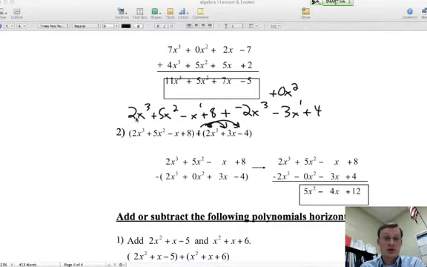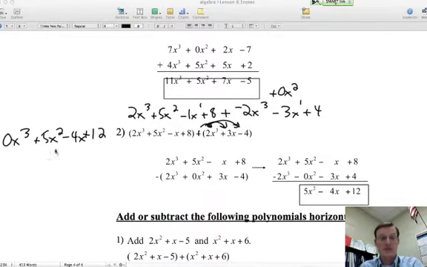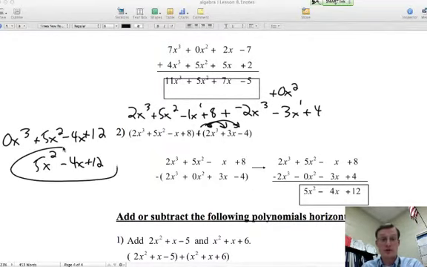So now you could just say 2x to the third, negative 2x to the third is 0x to the third. 5x squared plus 0x squared is 5x squared. Negative 1x plus negative 3x is negative 4x. And then 8 plus 4 is 12, so plus 12. So the method that I just used here, going across, that's horizontal method. Or you could just look vertically, and that would be the vertical method. Doesn't matter, you can do it either way.